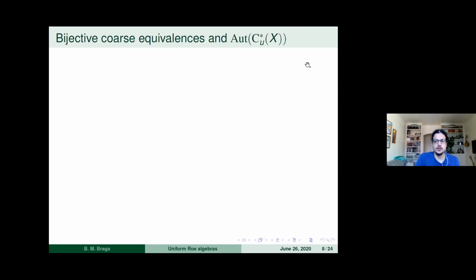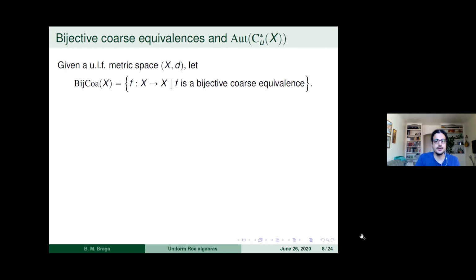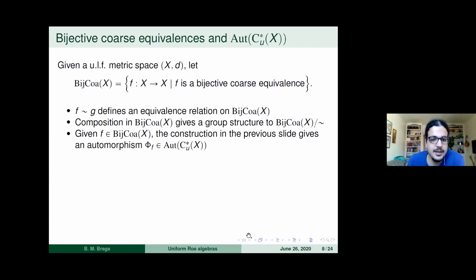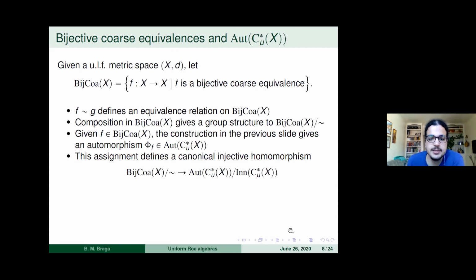Okay, now another word on some results on the geometry of X and the uniform Roe algebra is the following. If you look at the bijective coarse equivalences, and you look at the closeness relation defined on them, this makes the space of bijective coarse equivalences a group under composition. And the construction I just presented in the previous slide gives us a map from the bijective coarse equivalences to the automorphisms of the uniform Roe algebra of X that actually passes through taking quotients. So you have this canonical map from the bijective coarse equivalences modulo closeness to the outer automorphisms of the uniform Roe algebra.